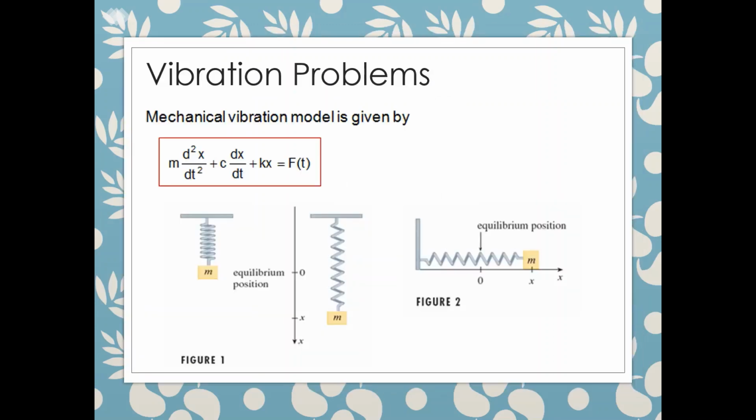To solve the vibration problems, you need to apply the mechanical vibration model, which is given by m d²x/dt² + c dx/dt + kx = f(t), in which m here is the mass of the spring, c is the damping constant, k is the spring constant, and f(t) is the external force. Take note that this equation is referred to as a second-order linear ODE.